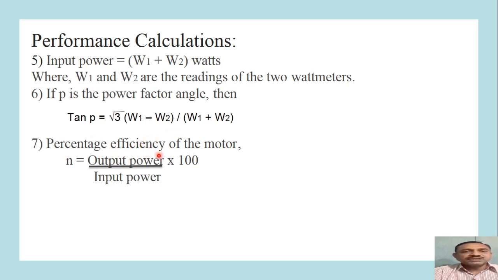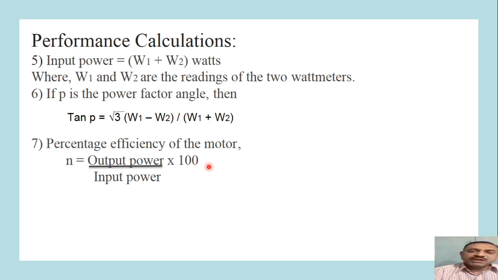Now the percentage efficiency of the motor we can get from this equation: efficiency is equal to output power upon input power. If you multiply it by 100, we get the efficiency in percentage. So for all the loading conditions from no load to full load and above, as per the specification of the motor, we will be able to calculate all these parameters.